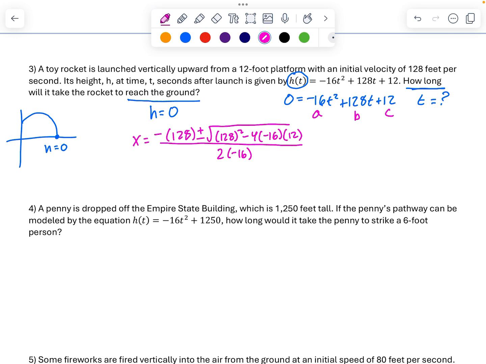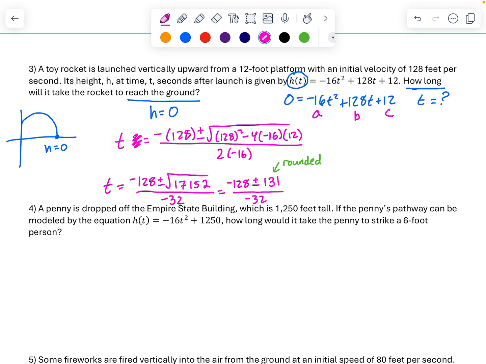I know I wrote x equals, but really, instead of x equals, it's like time equals, because t is our x in this scenario. So our time equals, if I simplify that, negative 128 plus or minus the square root. Remember, we always simplify the inside of the square root first, just in case we get imaginary numbers, all over negative 32. So when I take the square root of that, it ended up being close to 131. So I rounded this number. I just wanted to get a nicer answer. If you didn't round it, that also is fine.